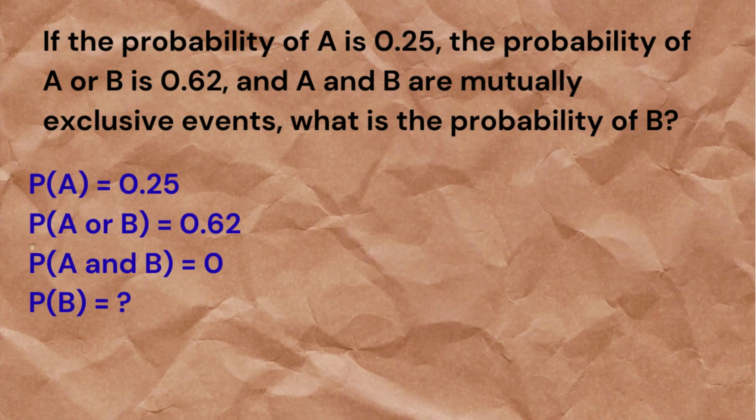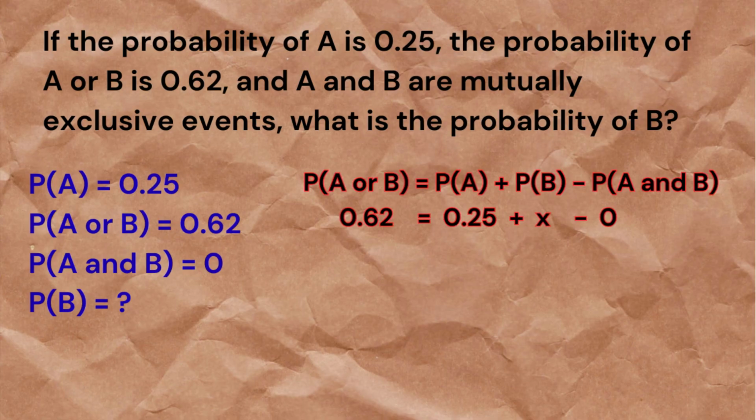So once again, we're going to dive right into our formula, plug in everything we know: 0.62 for A or B, 0.25 for the probability of A. We're going to call the probability of B X. And again, we know because they're mutually exclusive, the probability of A and B is zero. So combine like terms, 0.25 combined with 0 is, well, 0.25. Subtract the 0.25 to the other side, and we get X equals 0.37. So we know the probability of B is 0.37.